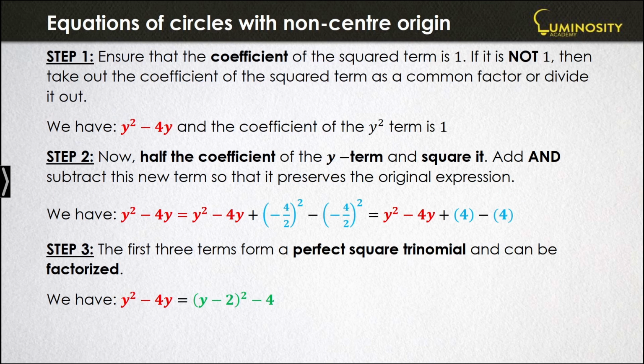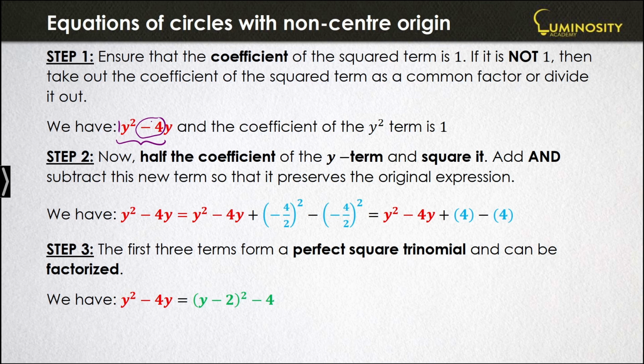Step 1, ensure that the coefficient of the square term is 1. If it's not 1, then you need to take out that coefficient as a common factor and divide it out. So for y squared minus 4y, the coefficient of y squared is 1. So we're fine. Next, you want to half the coefficient of the y term. So in this case, it's negative 4, and then square it. Then you want to add and subtract that new term so that it preserves the original expression.